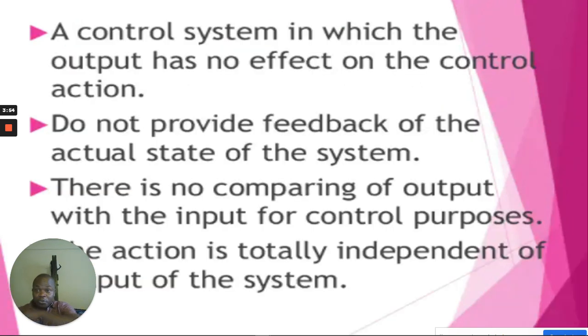A control system in which the output has no effect on the control action is a mode that we call an open loop control system. It does not provide feedback for the actual state of the system. So whichever the result is after the actuators have been directed to effect a certain state, the output of that is not measured so that the next decision is adjusted to fine-tune the effect. So in an open loop control system, we don't consider the result of the actuator as being monitored by the control system. There's no comparing of output with input for control purposes. The action is totally independent of the output of the system.